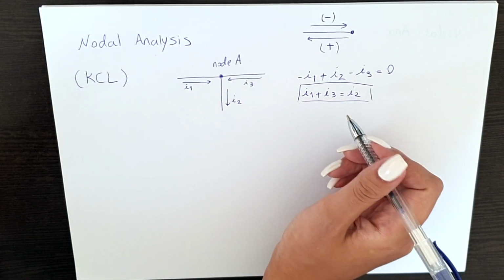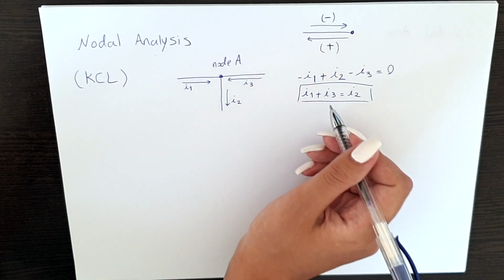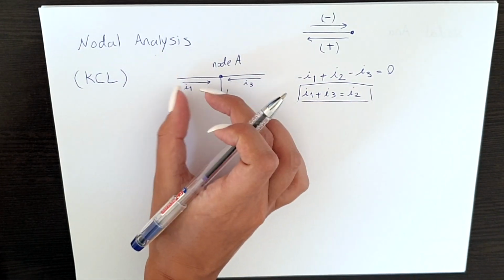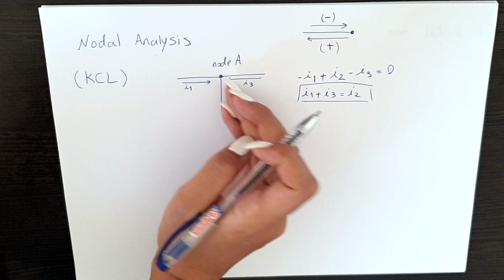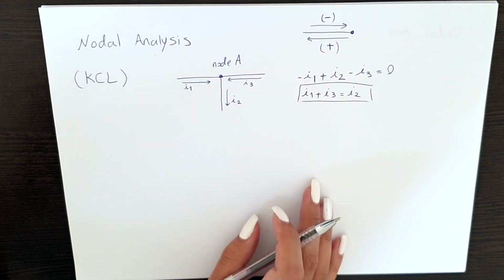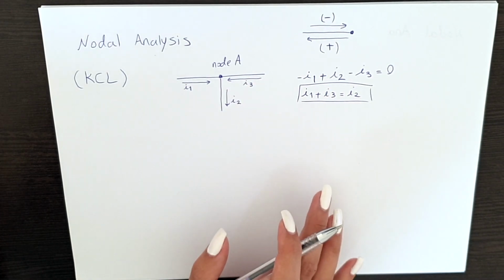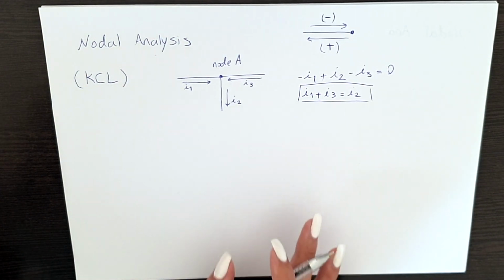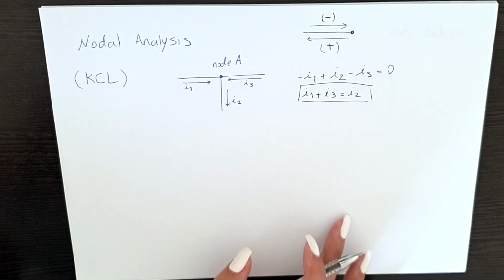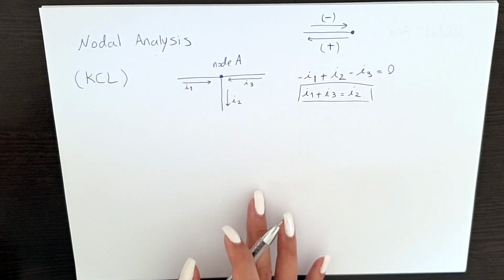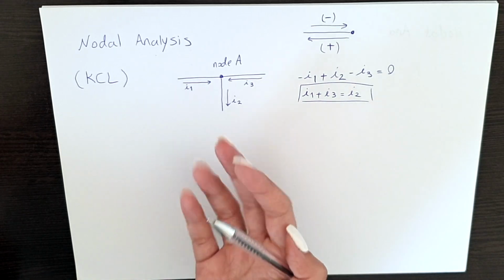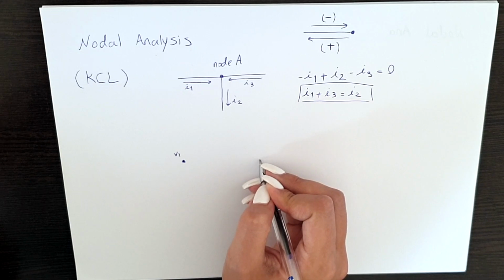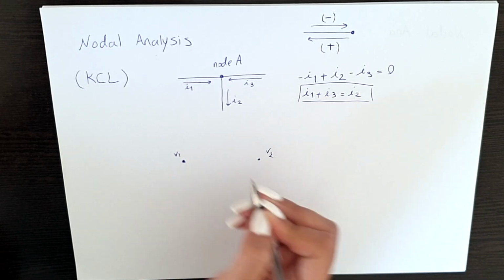What does this mean? I2 is coming out of the node. I1 and I3 are going to the node, so the sum of the currents going to a node is equal to the sum of the currents coming out of the node. One more thing we need to know is that in nodal analysis, we're going to be defining different nodes, and we're going to be considering that nodes have some certain voltage, and then we're going to find it out.